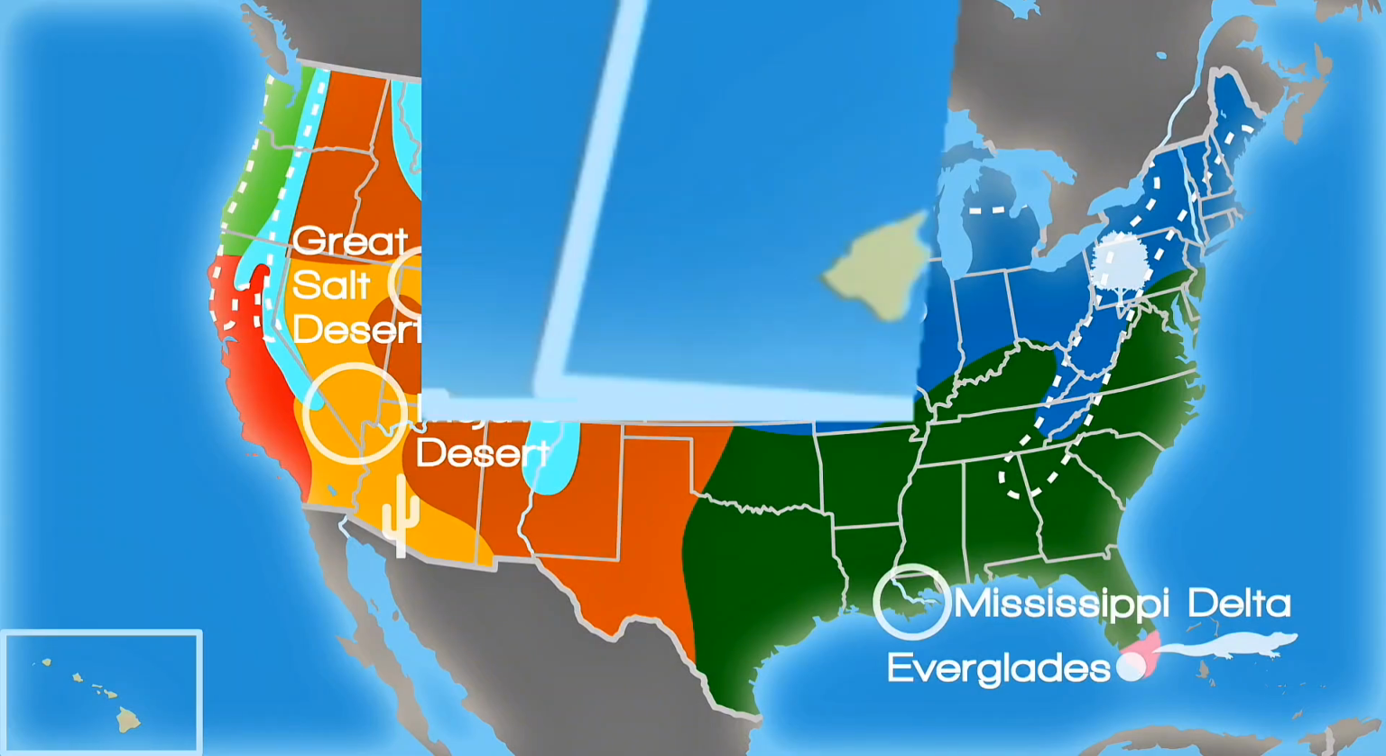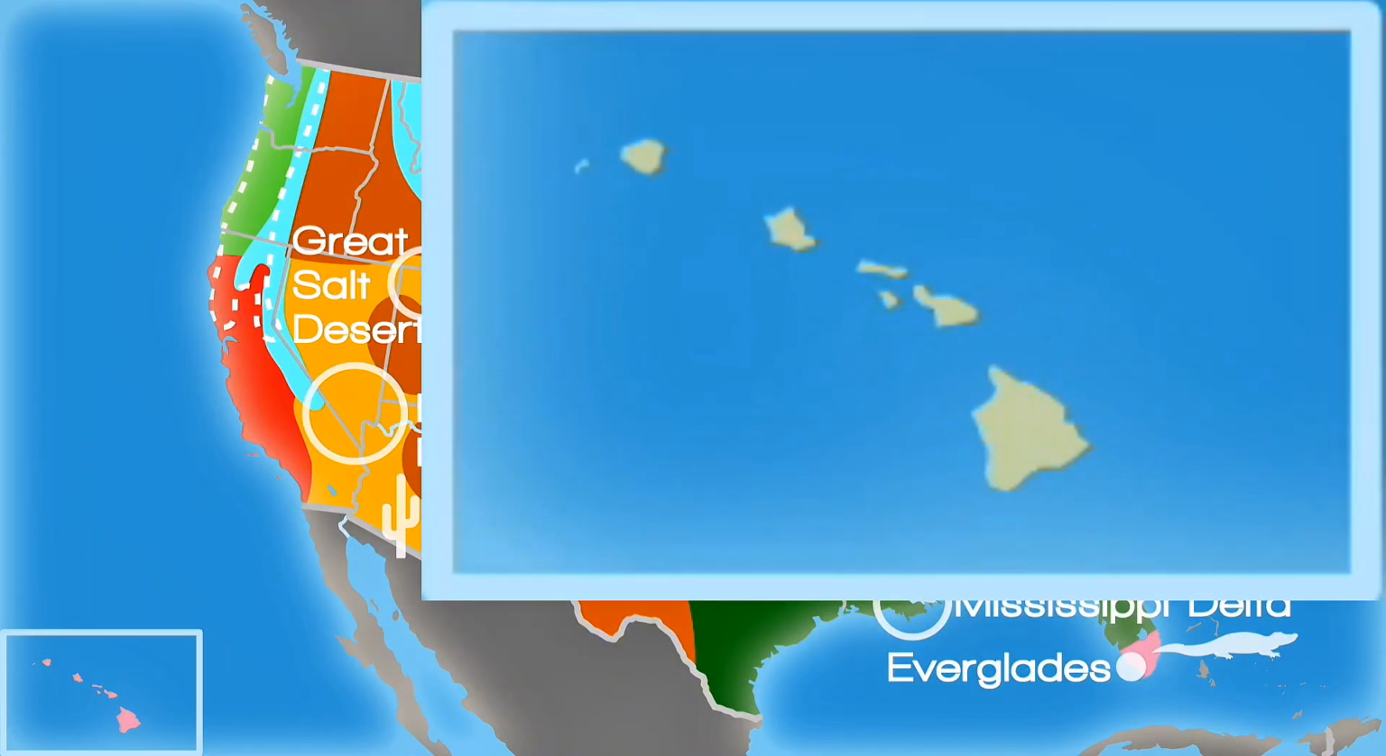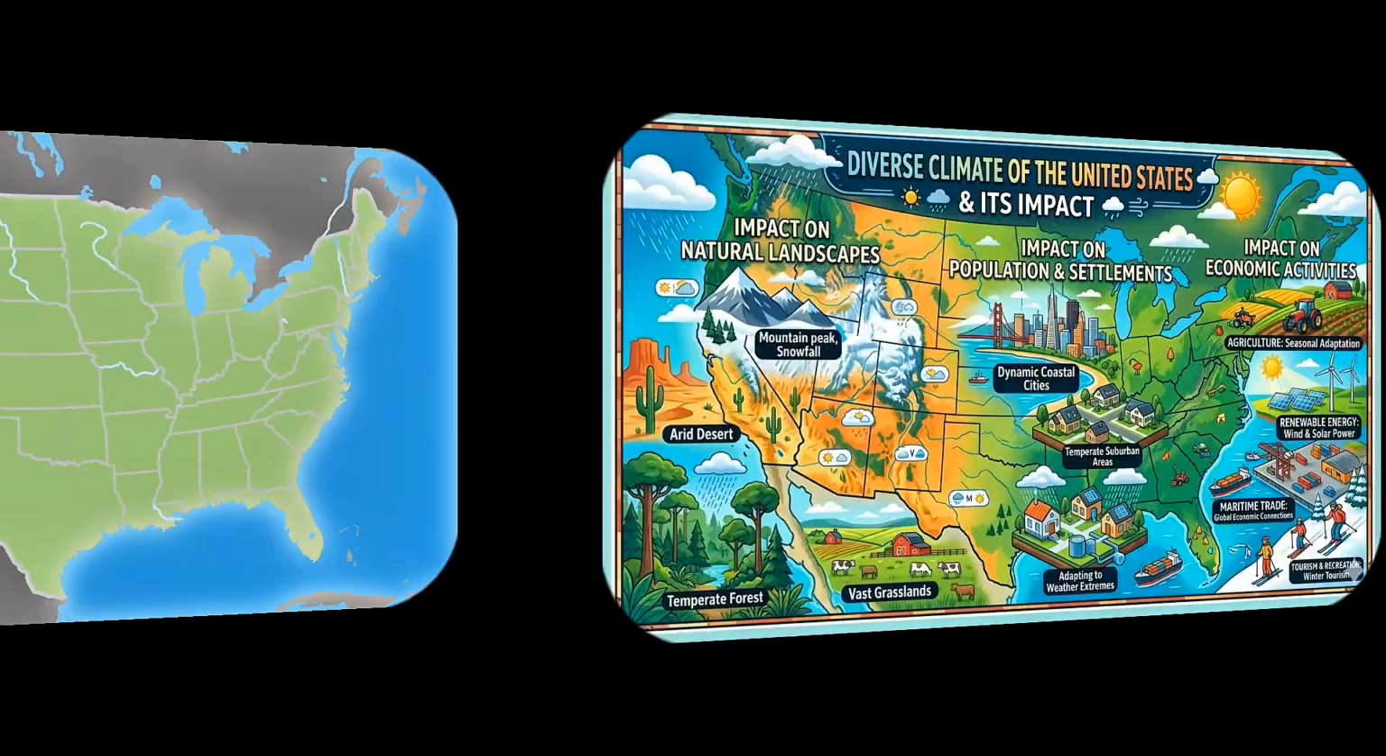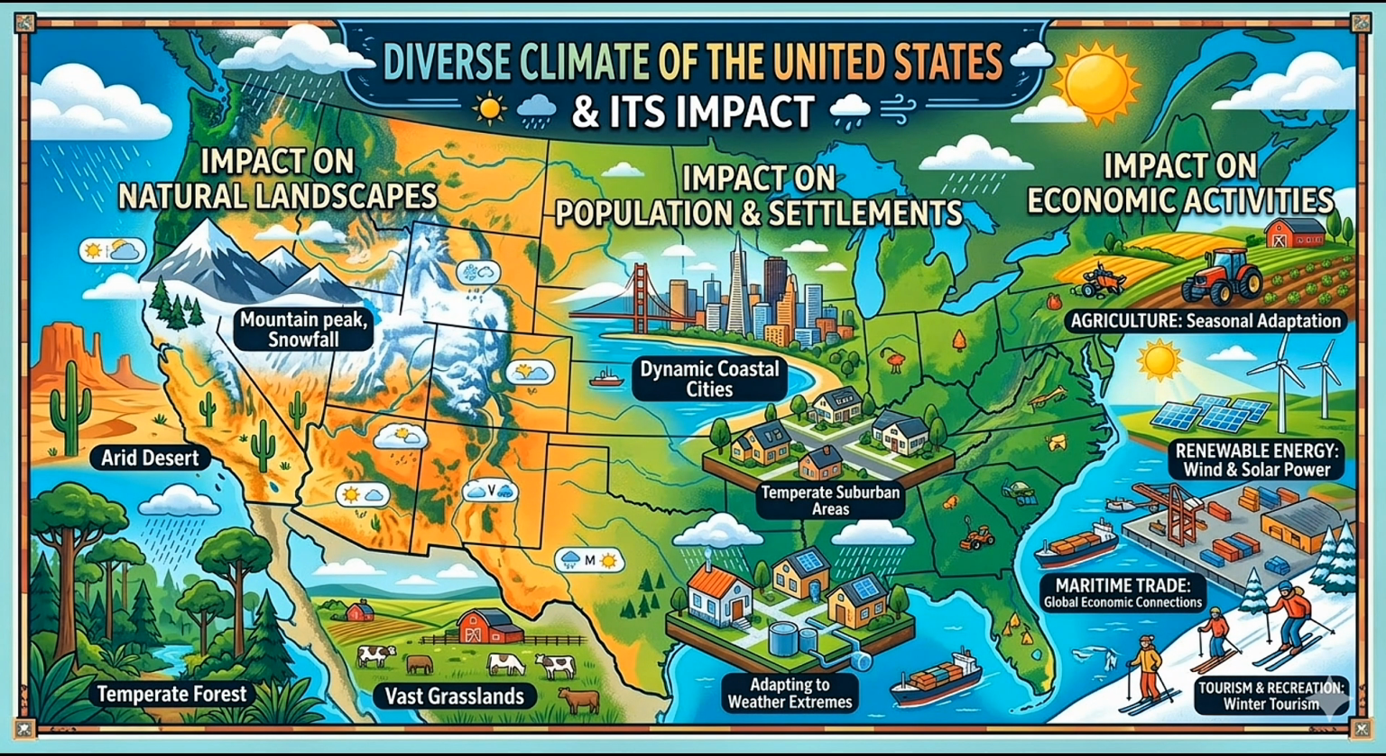The climate in Hawaii is tropical and thus warm to hot all year round, but it is somewhat moderated by almost constant wind. Temperatures are cooler at higher elevations, and rainfall varies between islands. The United States has a highly diverse climate system. Climate strongly influences natural landscape, human settlement patterns, and economic activities across the country.